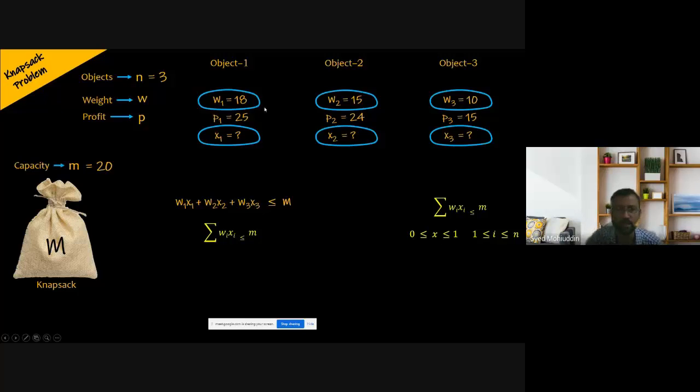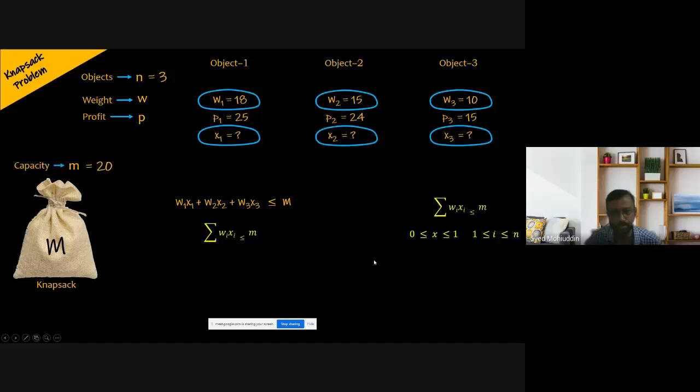Half. Suppose instead of 18, I want to fill this with 9. That means the fraction is 1 by 2, half. So the range of fraction X lies between 0 to 1. 0 means nothing of that object is filled. And 1 means the whole of the weight. So if X1 is 1, then 1 multiplied by W1, which is 18, means all 18. The whole of object 1 is filled. So X lies between 0 to 1.